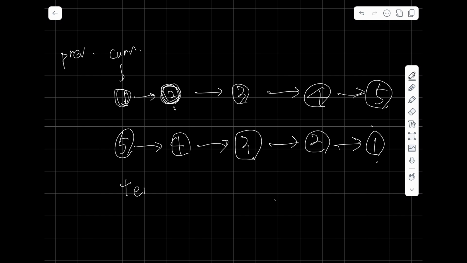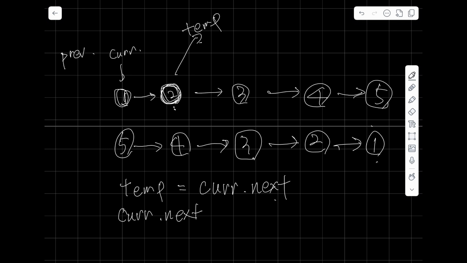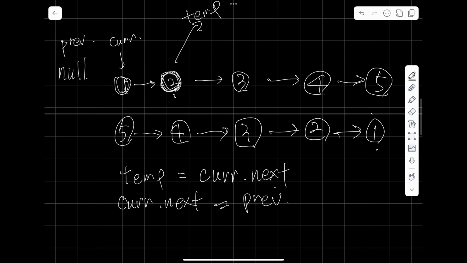Let's say temp is current next. In this case, we are going to keep number 2 as temp. Then we are going to change the direction. So current next is the previous node, right? In this case, this node is nil. And then we just need to move forward. So previous is current, current is temp.